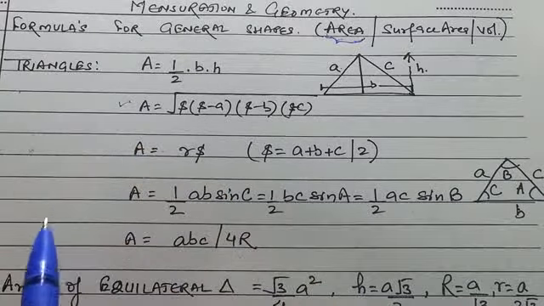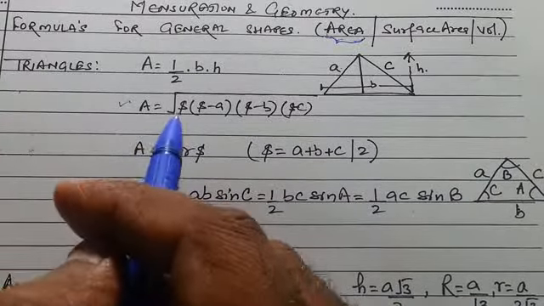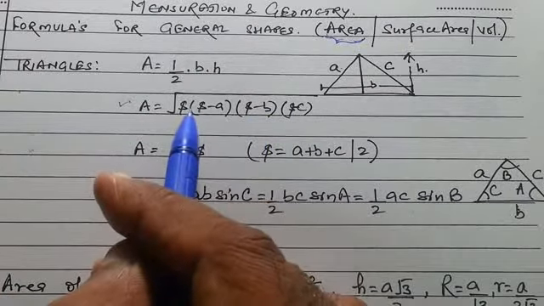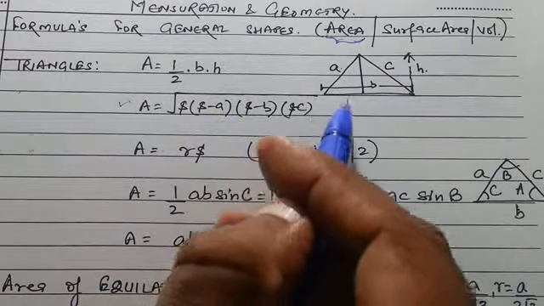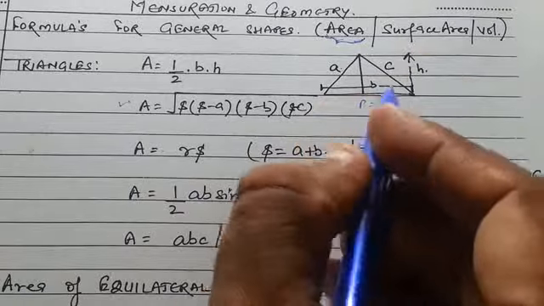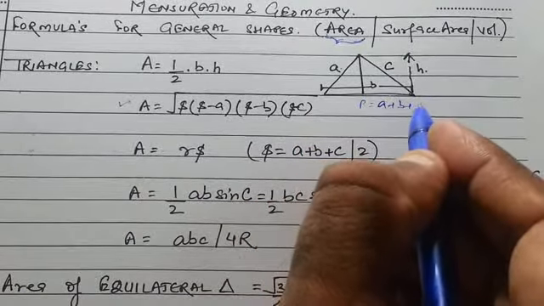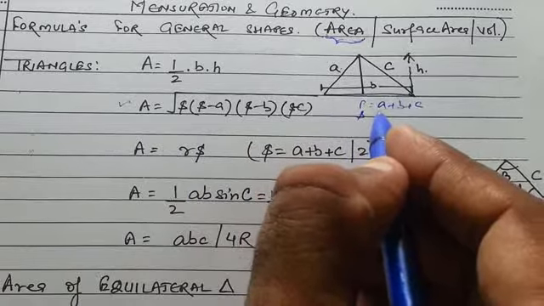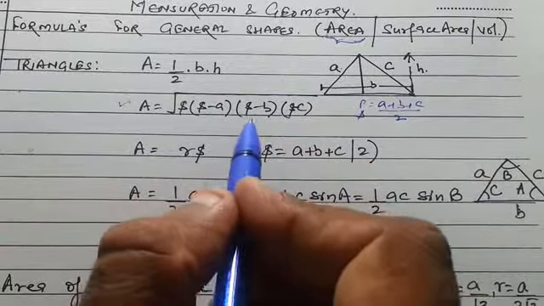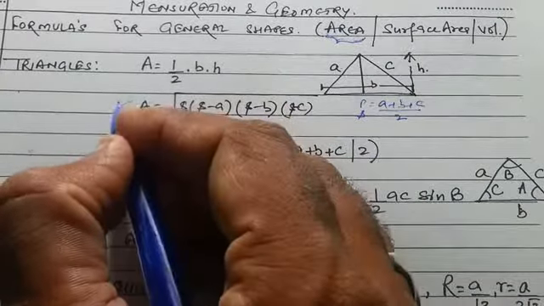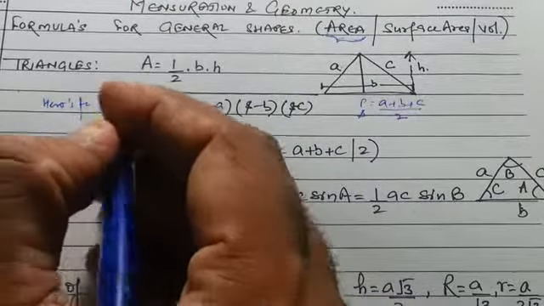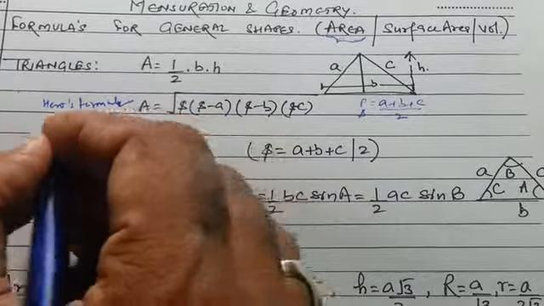This formula is Hero's formula and it is equal to under root S into S minus A, S minus B, S minus C. And what is S? S is the semi-perimeter. What is the perimeter? Perimeter is the sum of all the sides of a triangle. So the perimeter in this case will be A plus B plus C. Then the semi-perimeter will be A plus B plus C upon 2. So area is equal to under root S into S minus A, S minus B, S minus C, and this is known as Hero's formula. Correct? This you need to remember.